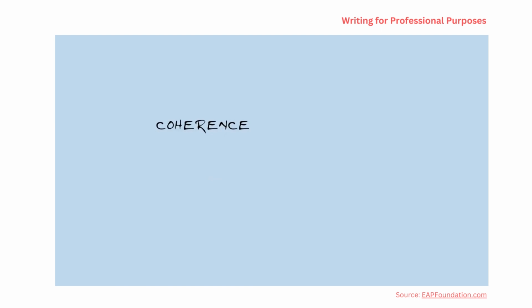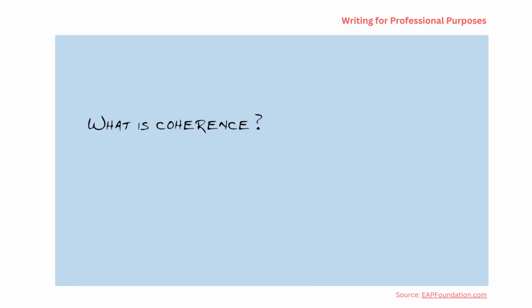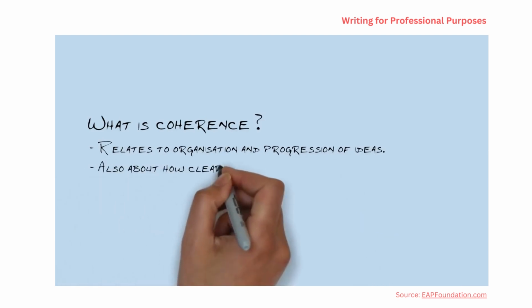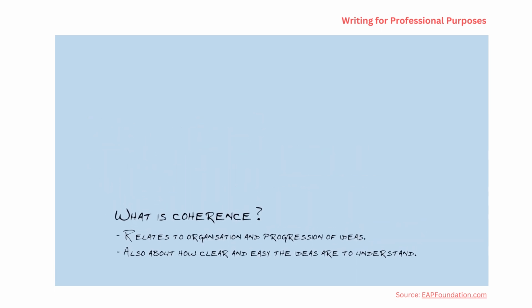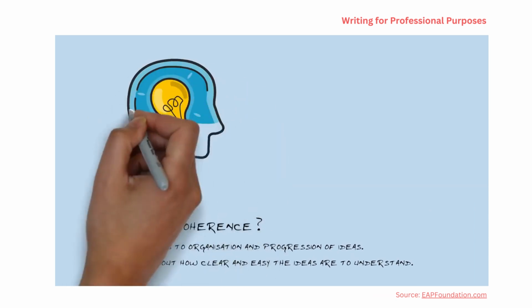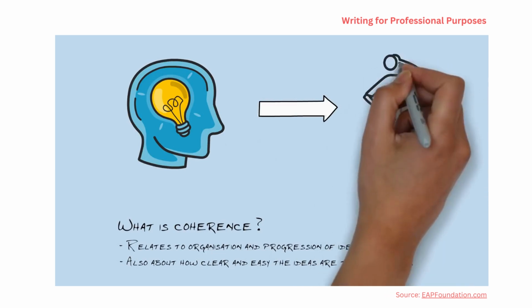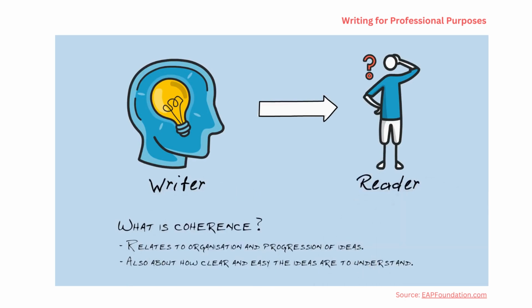So we saw a definition earlier. First of all, let's remind ourselves of what coherence is. So coherence relates to the organization and the progression of ideas in a text. It also relates to how clear and easy the ideas are to understand. In many ways, it's much more difficult to learn how to achieve good coherence than to achieve good cohesion. The problem with coherence is there are so many ways that we can organize ideas, so many ideas that we can use in the first place. And ideas that might seem perfectly clear to you, the writer, can be very confusing to the reader.